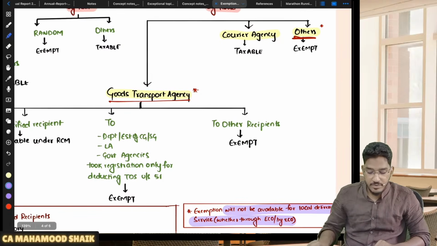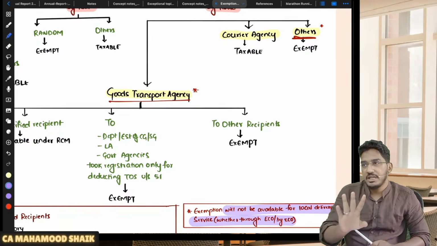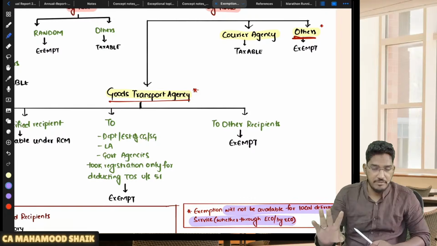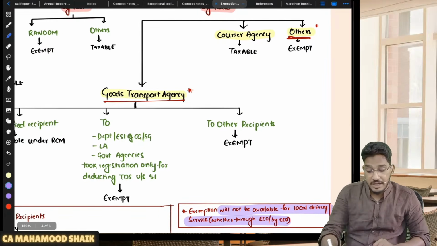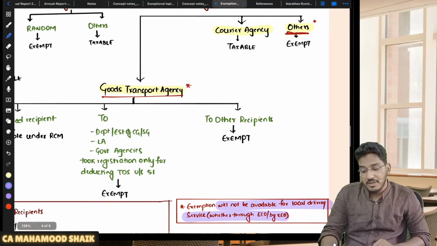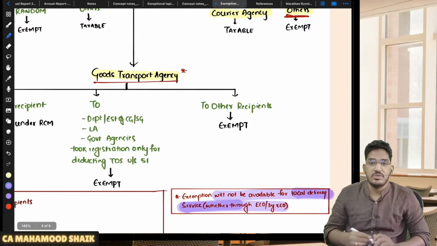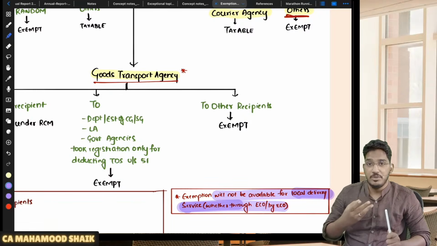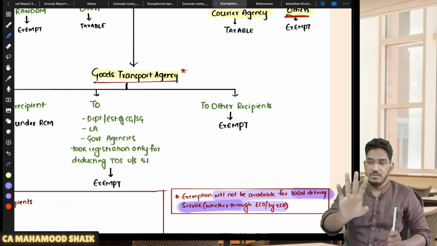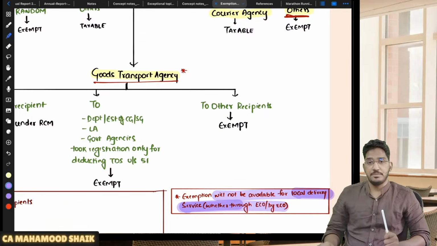Similarly, if the GTA is providing the services, the GTA definition will not include local delivery platforms. And similarly for others, I said transportation of goods by road to others will be exempted, but this exemption will not apply to local delivery services. Today we are getting local delivery services like Rapido, Parcel, Zepto. Those are taxable. They don't want to bring them under exemption. That is one simple point you have to remember.